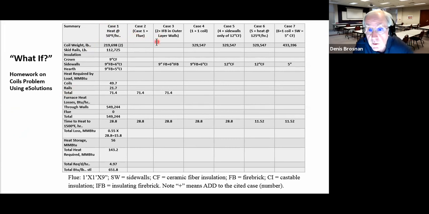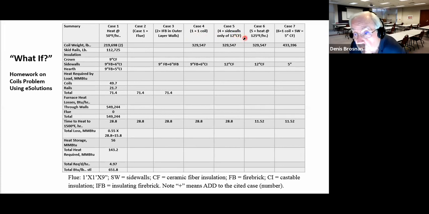In case number 3, we're going to do case number 2 with the flue plus insulating fire brick in the outer layer of the walls. Case number 4, we're going to add a coil. I guess I figured at some point in time you could add another coil to that and try to get more productivity out of your furnace. I guess there was interior furnace space available to do a third coil. Case number 5 was the same as case number 4, but now we've used ceramic fiber in the sidewalls.